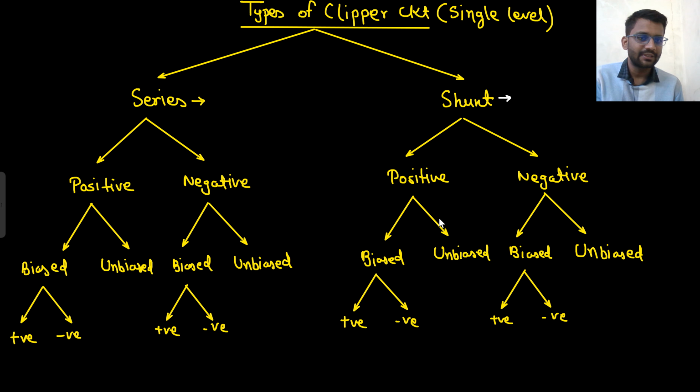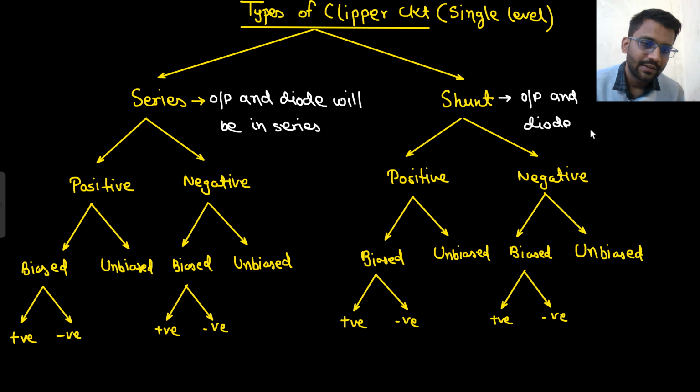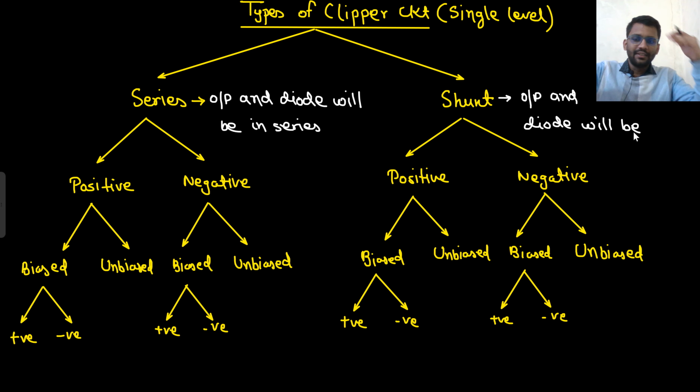What do you mean by series clipper circuit? That means your output and diode will be in series. And what do you mean by shunt clipper circuit? Output and diode will be in parallel. That's it. So you don't need to mug up this classification, that series, shunt, positive, negative, biased. This is just to make the understanding easier. Okay, we will see all these types one by one.